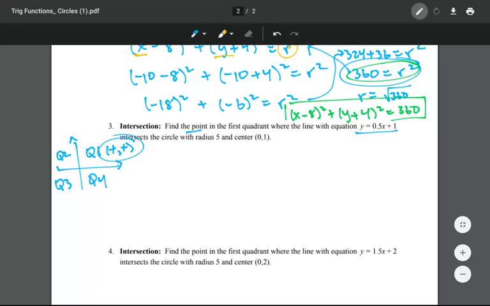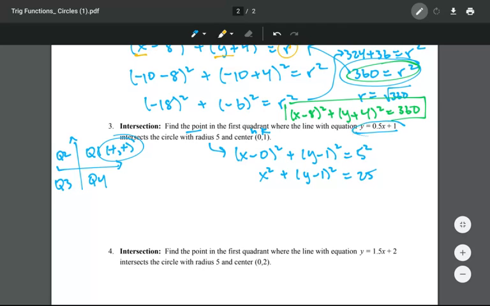So I'm going to put together an equation for my circle. My circle is going to be x minus the x coordinate, which is 0, that's h, k is 1, plus y minus 1 squared equals 5 squared. So my circle is x squared plus (y minus 1) squared equals 25.